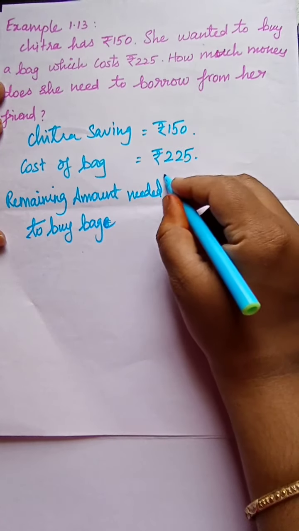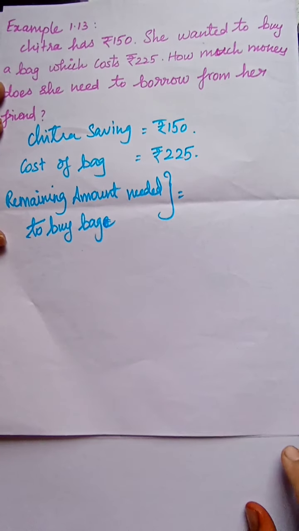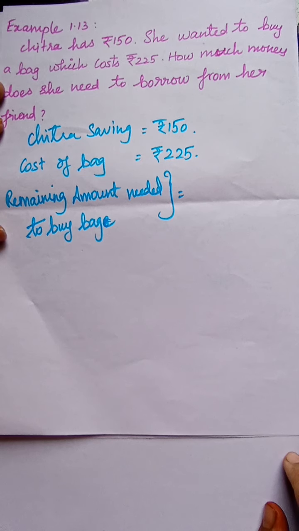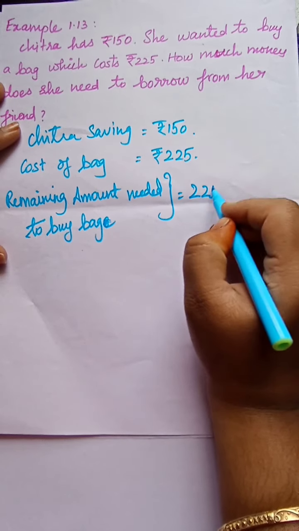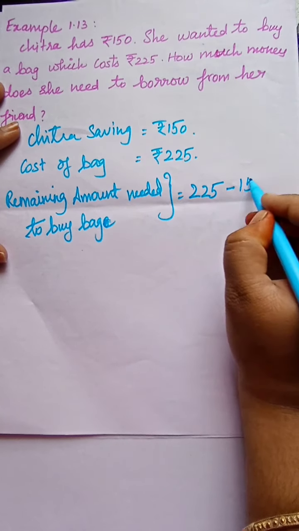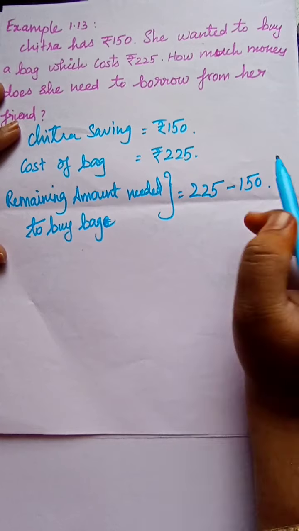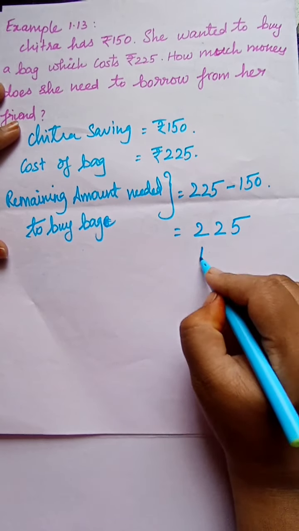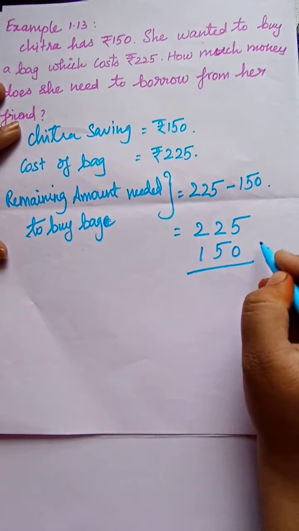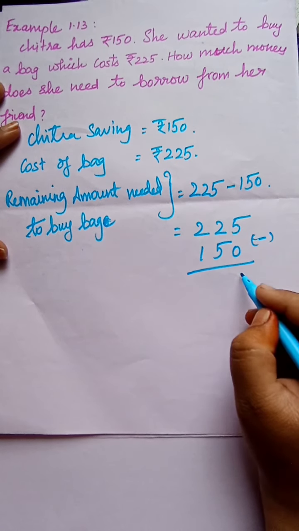Sorry, what? How will we find the remaining amount? For finding the remaining, we have to subtract the values. So we have to subtract 225 minus 150, right? Just subtract it. How will you subtract? 0 minus 5, 5 you can write it.